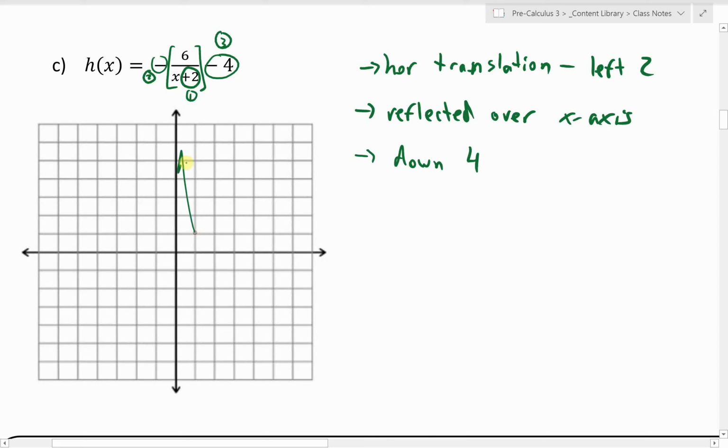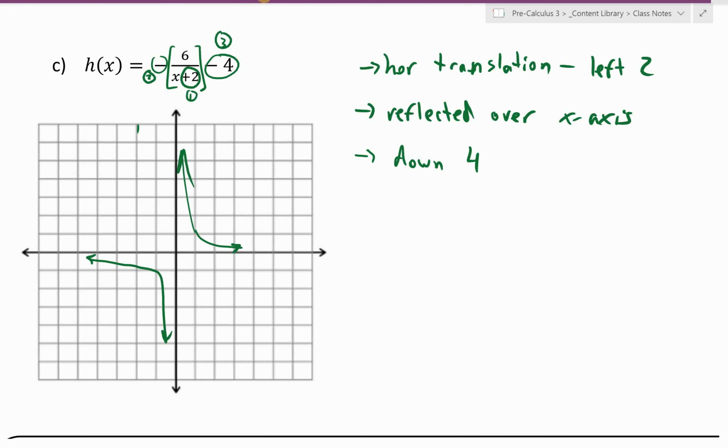So if we were to start with our parent graph, I'll just do this half of it. The bottom half is over here. I'm going to move the whole thing to the left 2 units. So that would give me this. I'll actually go ahead and draw the other part of it in. The other half of it would start here. Maybe I should use different colors here. So let's do the parent graph in green.